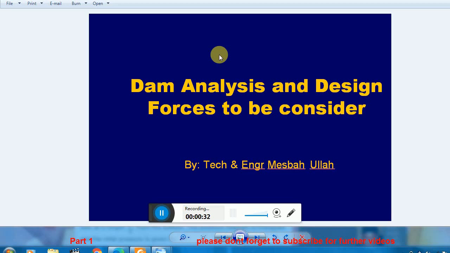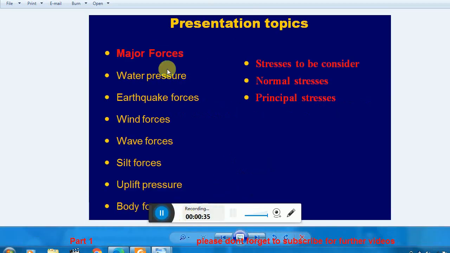Okay, so the topic of presentation today, we can consider the major forces. And in major forces we will consider water pressure, earthquake forces, wind forces, wave forces, silt forces, afflux forces, uplift pressures and body forces. These are the forces which act over a dam structure when the water is dammed on the upstream side of a dam, okay? So these are the forces which basically act here, although there are many other secondary forces as well, but major forces are these forces, okay?